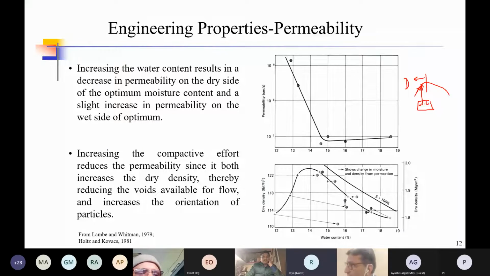Sorry, I said it the wrong way round. If you are working on the drier side of the optimum, the permeability is lesser, while on the wetter side of the optimum, the permeability is somewhat greater. And this again comes back to the change in the clay structure.